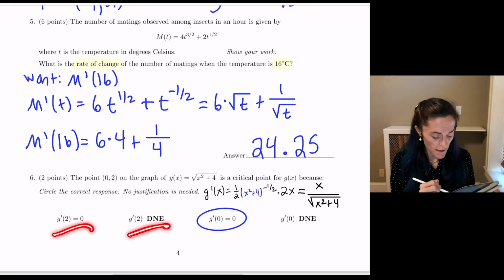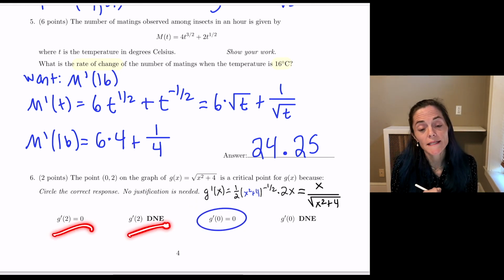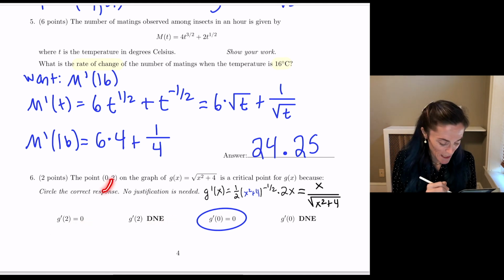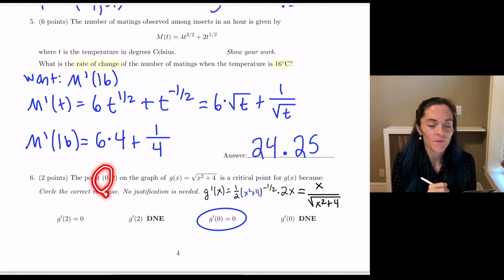Just as a remark, these two are not related to the question because the point 0, 2, 2 is a y value here, so it's not really related to this question. We would really be looking at the x value.